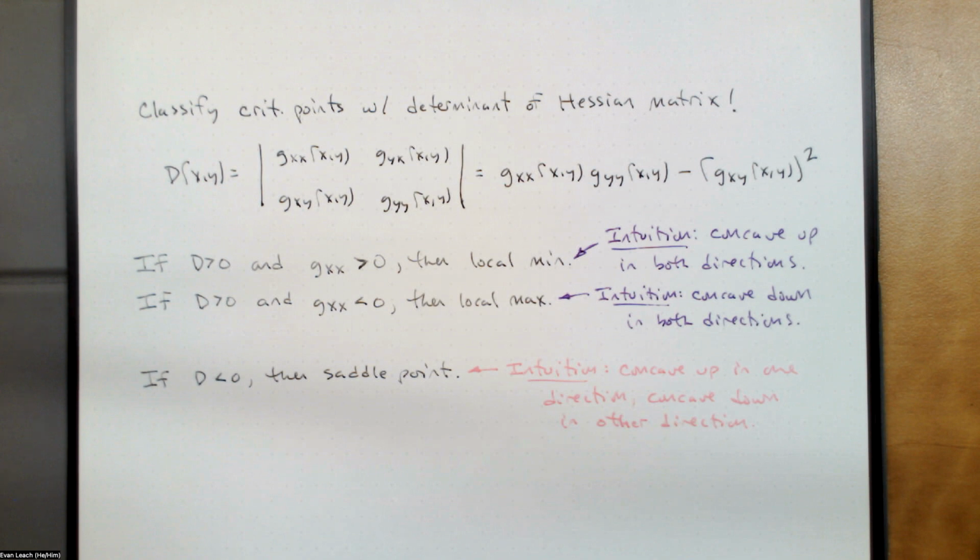Notice that when D is positive, we're just looking at gxx. What about gyy? How can I say we're concave up or concave down in both directions just by looking at one of them?